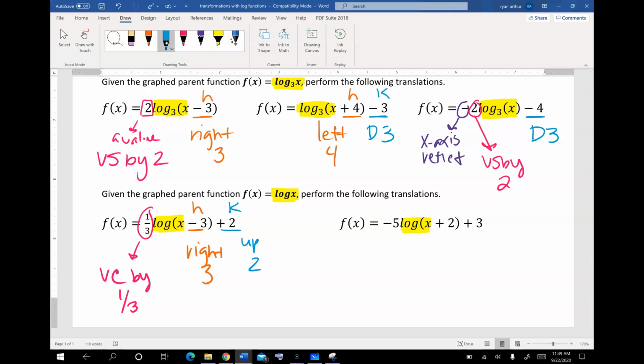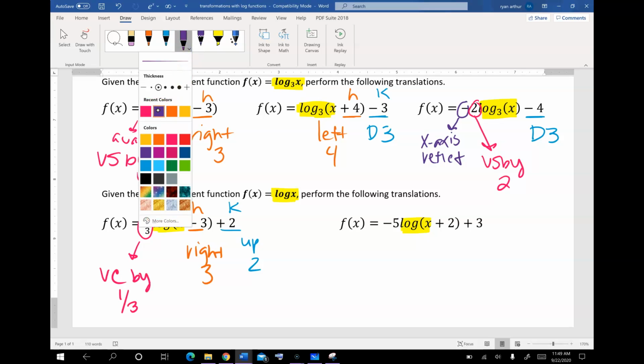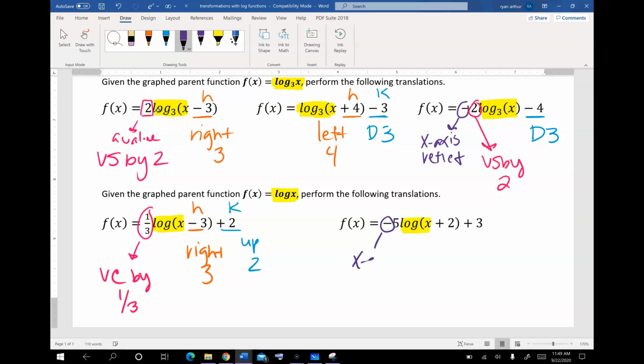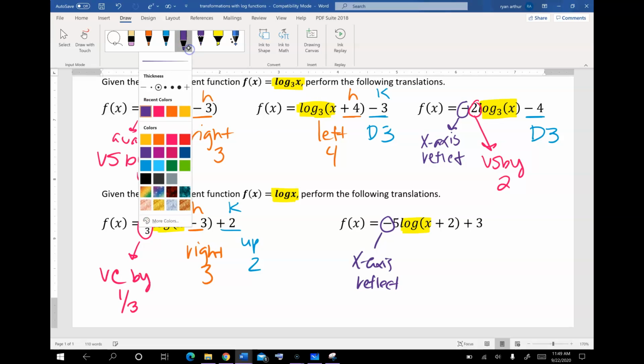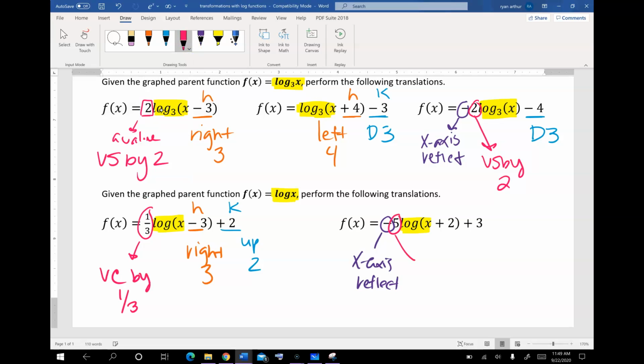All right, so last problem, and then we're going to look at the asymptote, and then we'll be done. So here you have a negative. A negative means something separate. So this negative means you have an x-axis reflect, and then that 5 means you have a vertical stretch by 5. And then we have the +2, which means to the left, to the left, to the left. Keep wanting to sing that song every time I say it. Then +3 is going to be up 3.